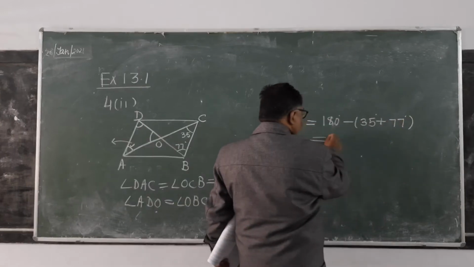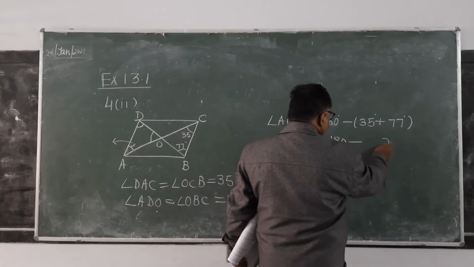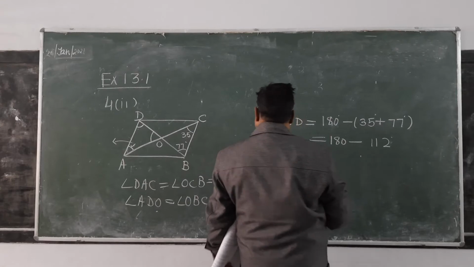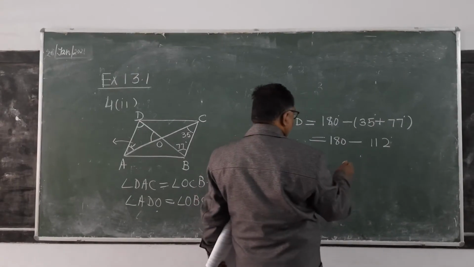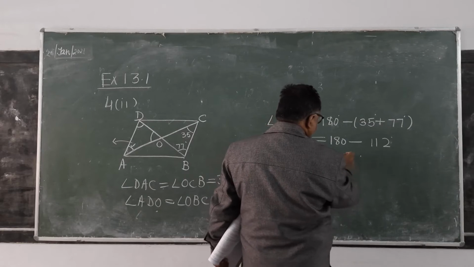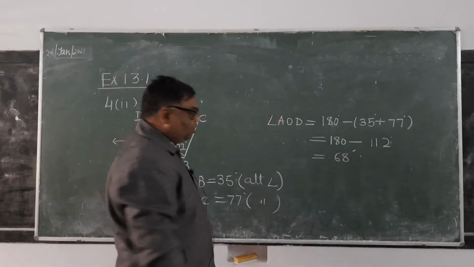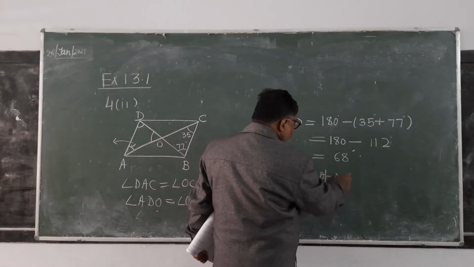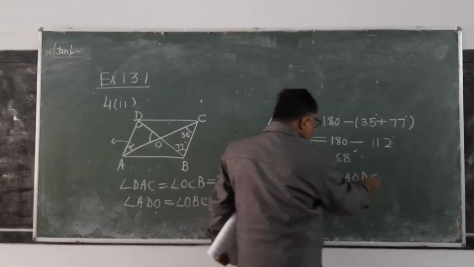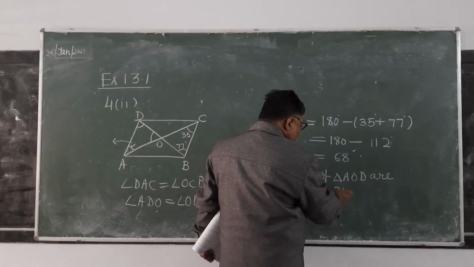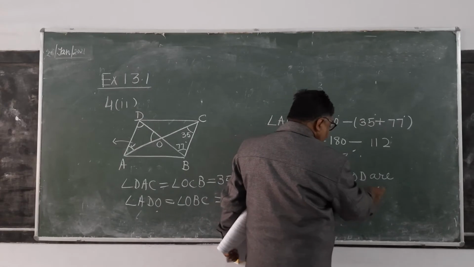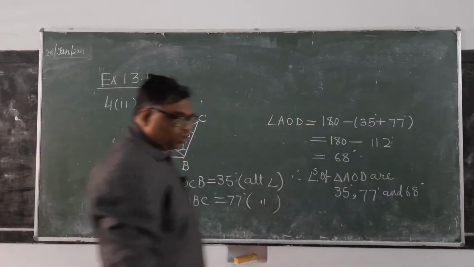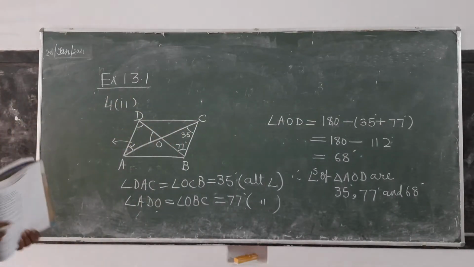When you will do this, 180 minus 112 degree. 112, so this is equals to how much? 68 degree. It's clear? So finally you will write, therefore angles of triangle AOD are 35 degree, 77 degree and 68 degree. This you will write. It is clear?